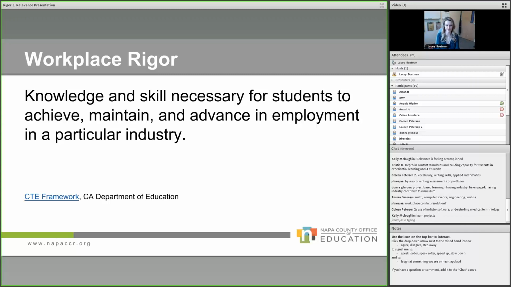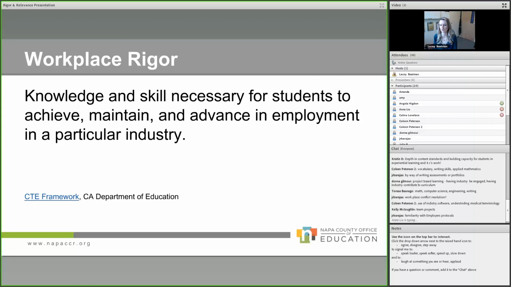Industry software, that's a good one. Along with industry software, getting certified, industry certifications, is definitely workplace rigor. Team projects, yes, collaboration is huge in the workplace, and often our students miss that in traditional core academics.